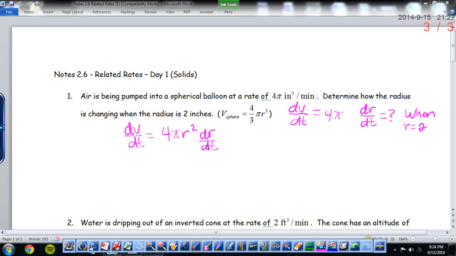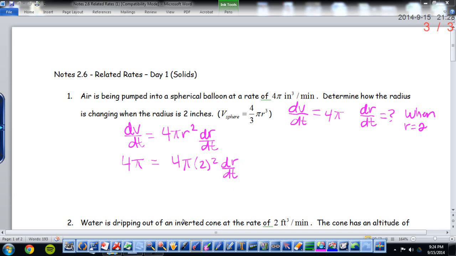And now I just need to make the numerical substitutions for what was given to me and solve for what I'm looking for. So it was given to me that dV/dt is 4 pi. So I'm going to put 4 pi in for dV/dt. And I'm looking for dr/dt when r is equal to 2. So 2 squared times dr/dt.